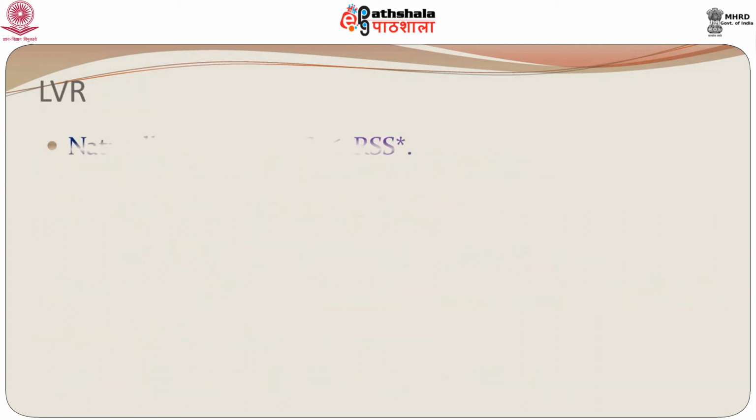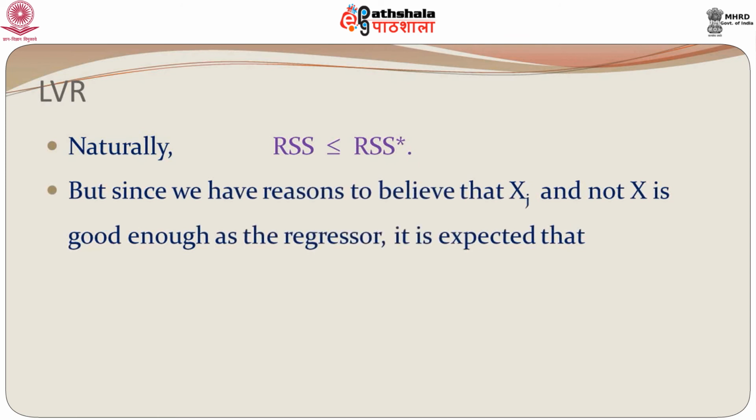Now, what would you expect? You would expect that the RSS would be smaller than RSS star, because the more variables you have, the better would be the estimator. X has more variables, xj is just a subset of it. So, you would be expecting this. But since we have built the model on the basis of xj, we have reasons to believe that xj is good enough. So, we would expect that RSS and RSS star would be almost equal.